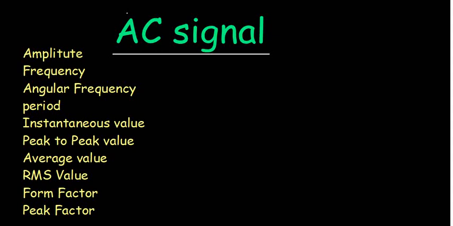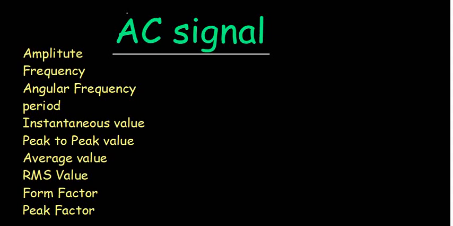In this video, we are going to talk about the AC signal and sinusoidal waveforms and how to find the amplitude and frequency, what is angular frequency, period, instantaneous value, peak to peak value, average value, RMS value, form factor, and peak factor. These are the things we are going to discuss in this video. It's a very helpful and very easy subject to understand, what is an AC signal.